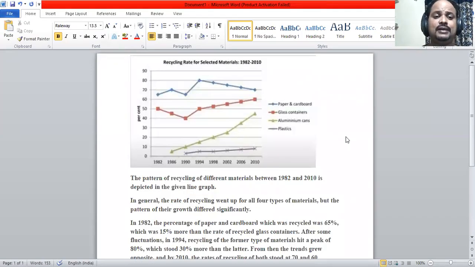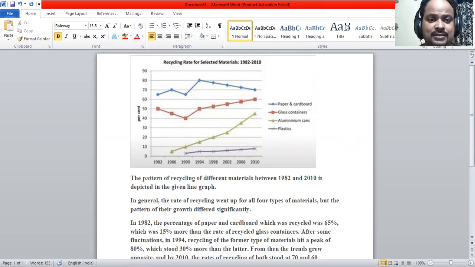Hello everyone, today we are going to discuss a particular line graph. And this line graph is about the recycling rate of selected materials from the year 1982 to 2010.